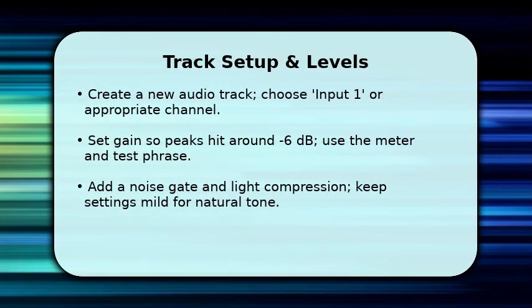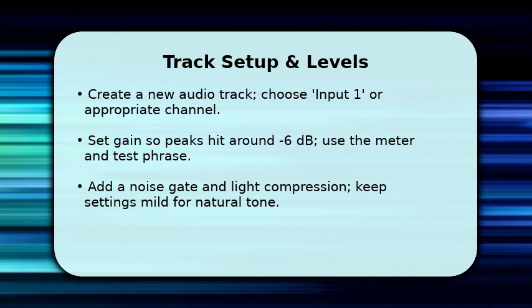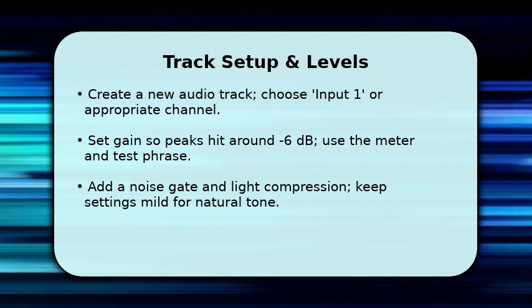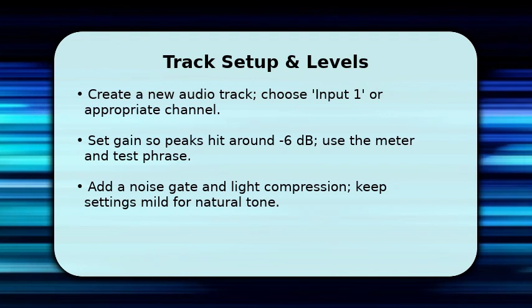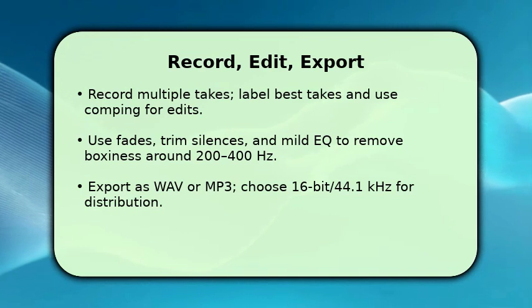Now you configure tracks and level your voice. Create a new audio track and assign the correct input channel, then arm it for recording. Speak at performance volume and adjust gain so peaks sit near -6 dB to preserve headroom. Next, insert a noise gate to remove low hum and a gentle compressor to even dynamics. You want clarity without pumping. Once these are in place, run a full take to confirm balance and note any problem frequencies to fix with EQ.